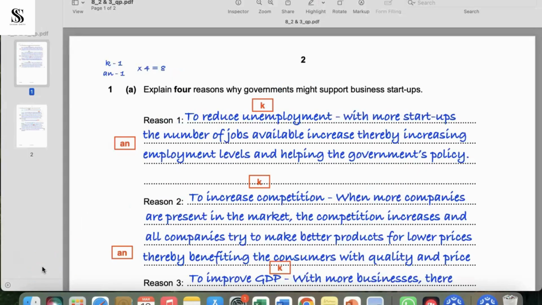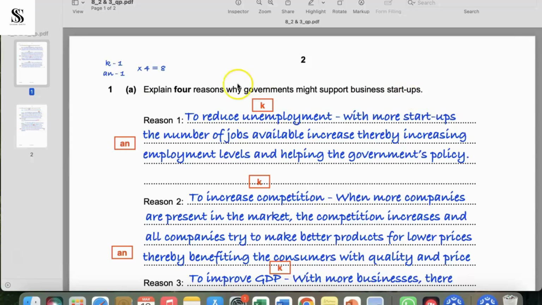For the second and third examples, I have chosen the June 22 paper, variant 21, and the questions I've chosen are 1A and 2A respectively. Now the first one here, if you see, asks you to explain 4 reasons why governments might support business startups. Now there are 2 things to note in this question.